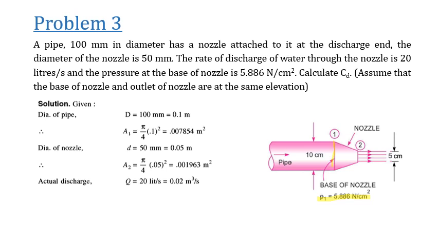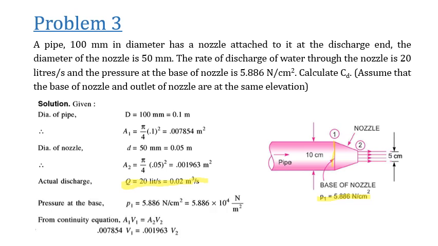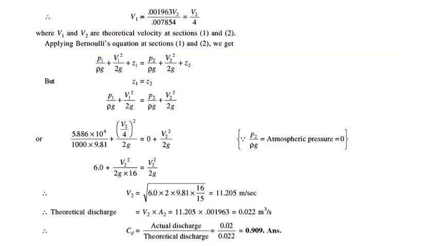It was given that the rate of discharge of water through the nozzle is 20 liters per second. So this will be the actual discharge. We are going to use the continuity equation over here: A1 V1 is equal to A2 V2. With the known diameters, you can calculate the areas and then develop this relationship. Solving that, we get V1 is V2 by 4.